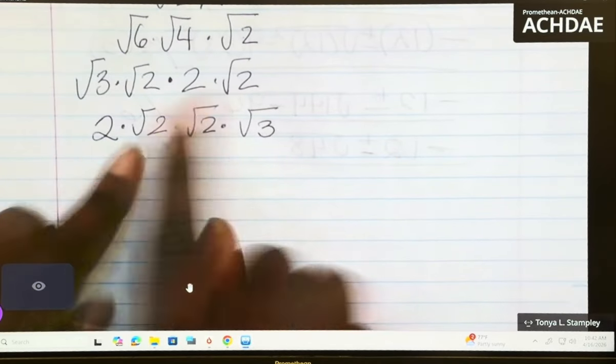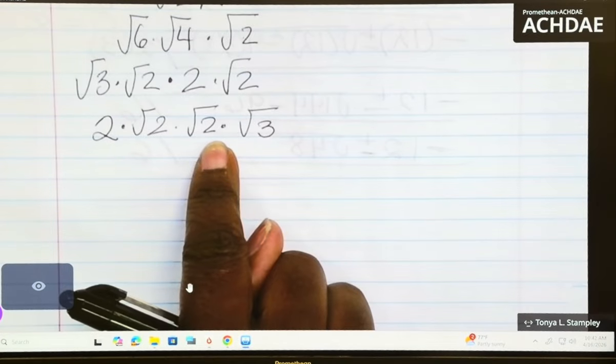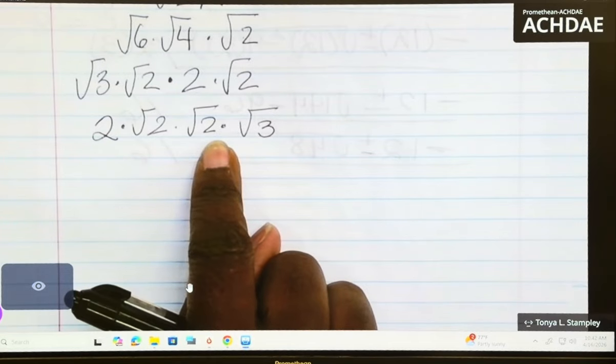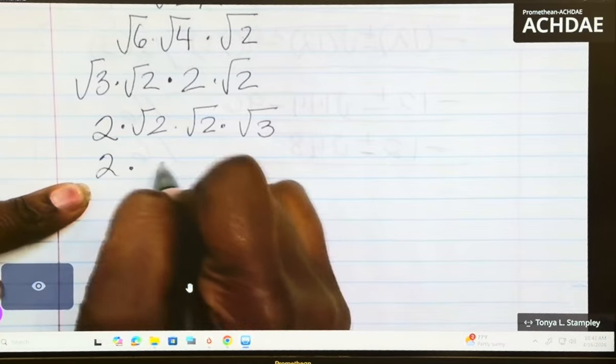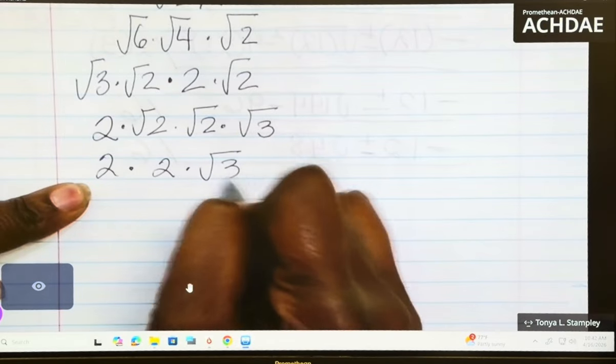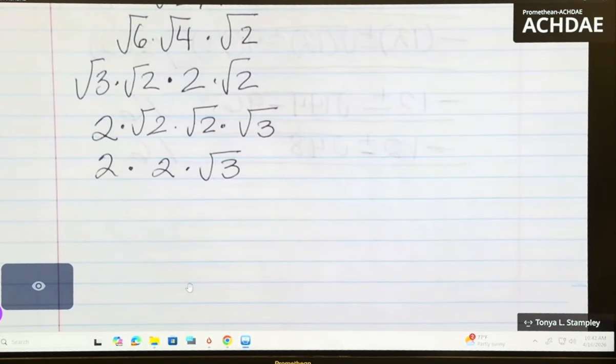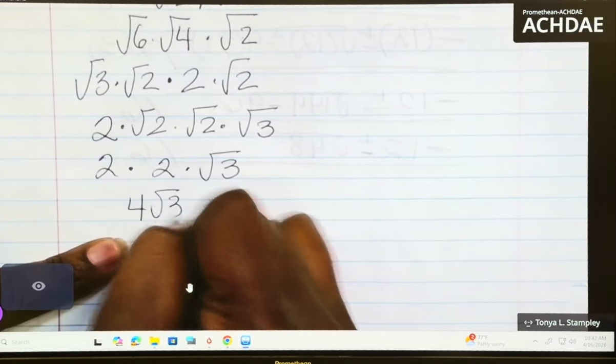All right, so what happens to radical 2 times radical 2? It becomes radical 4, which is really what? Whole number 2. So what do I really have? 2 times radical 3. Almost done. What's 2 times 2? 4. So I got 4 radical 3.